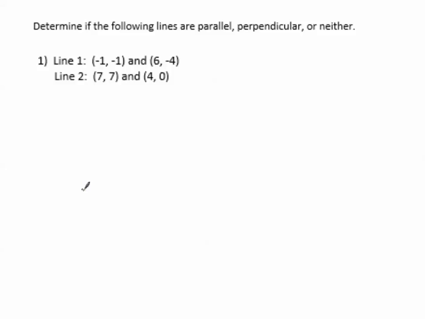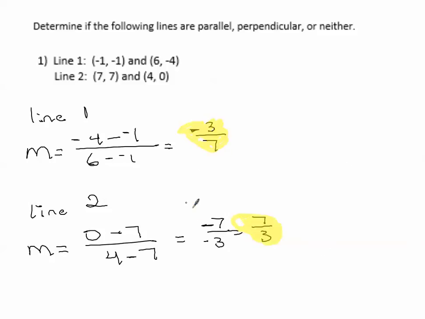Okay, so determine if the following lines are parallel, perpendicular, or neither. The first thing we need to do is actually find the slope of these two lines. Okay, so you've learned this. Why don't you pause the video and go ahead and find the slopes for those two lines. Okay, with the slope formula, we found that line 1 has a slope of -3 over 7. Line 2 has a slope of 7 over 3.